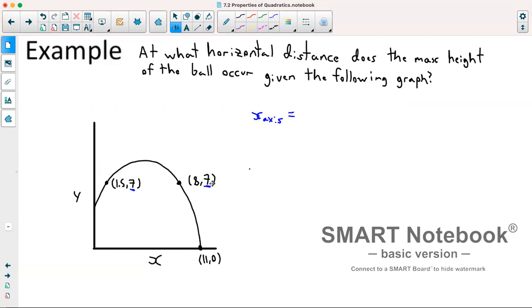that's just going to be the average of our x values, so of 1.5 and 8. To get our average, we add them together and divide by 2. So therefore, the x value that this occurs at is 4.75. Now, we don't have enough information yet to figure out the y value of this location because they didn't give us an equation. But we'll talk about how to get that y value next.